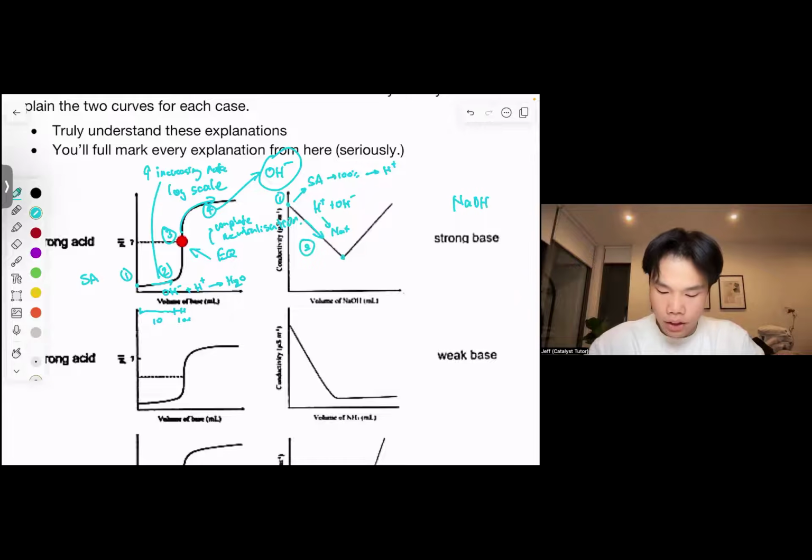Eventually, you hit a conductivity minimum. Why is this conductivity minimum non-zero? That is important to understand. Why is it non-zero? Presence of spectator ions, good.